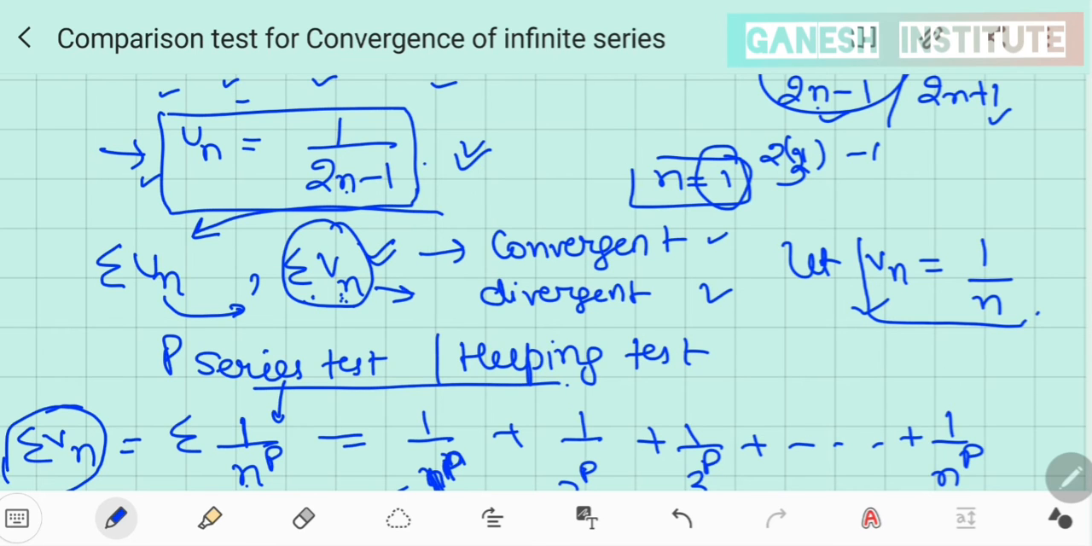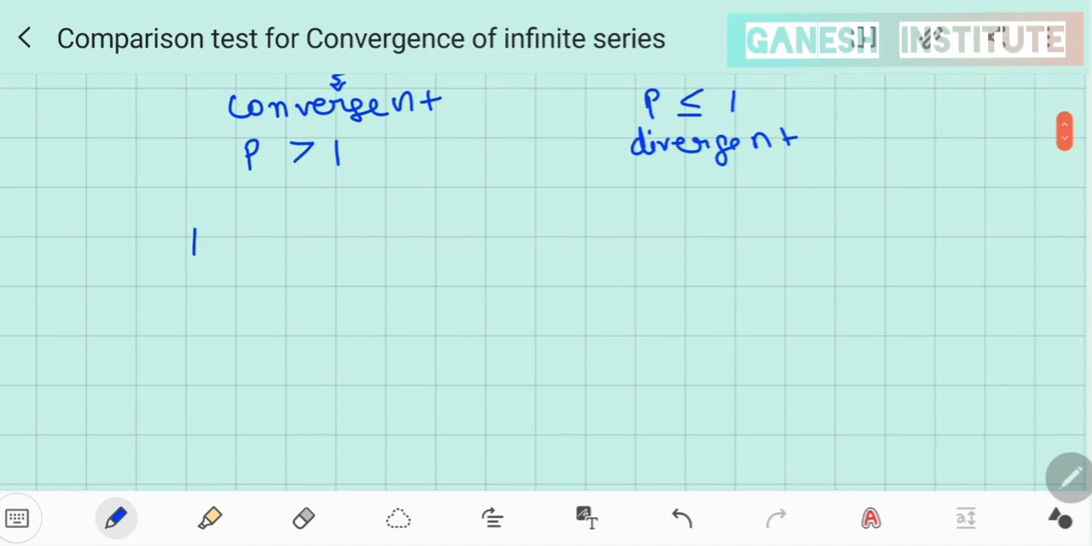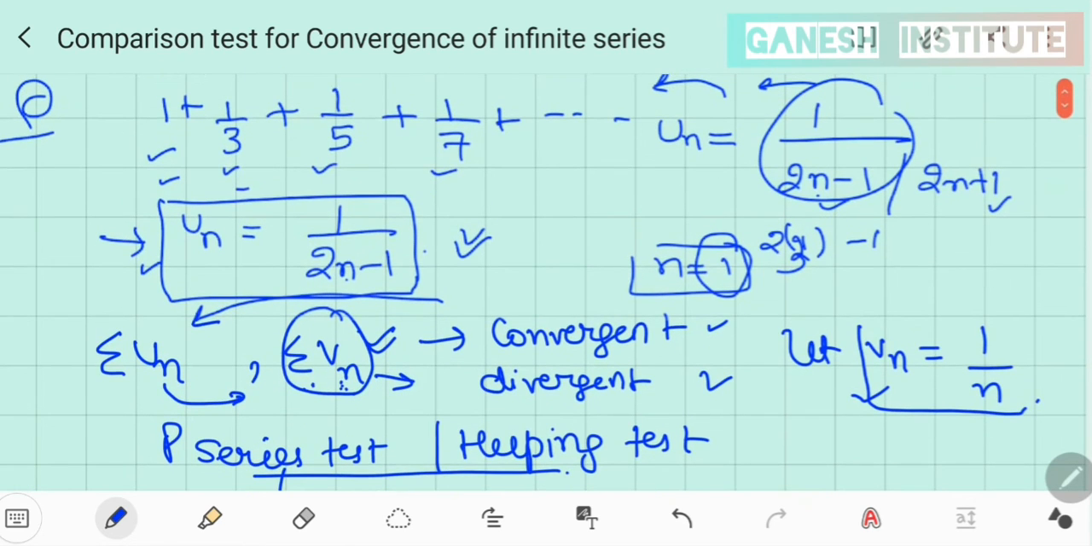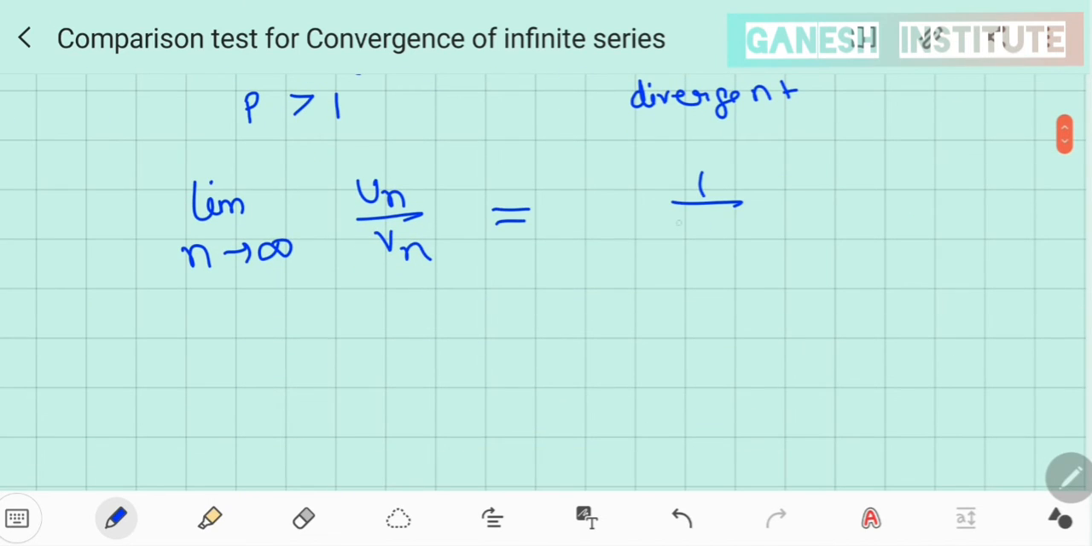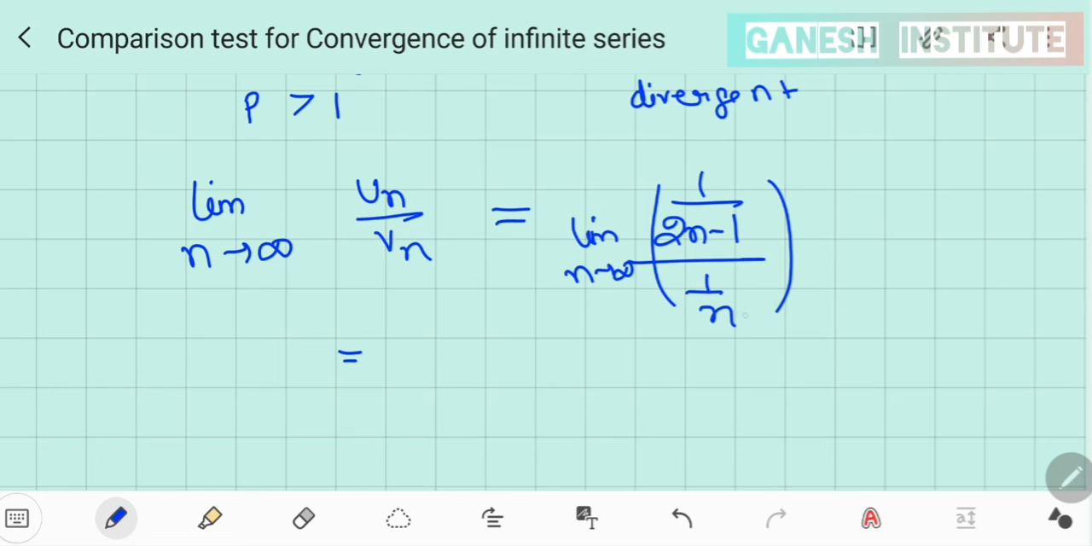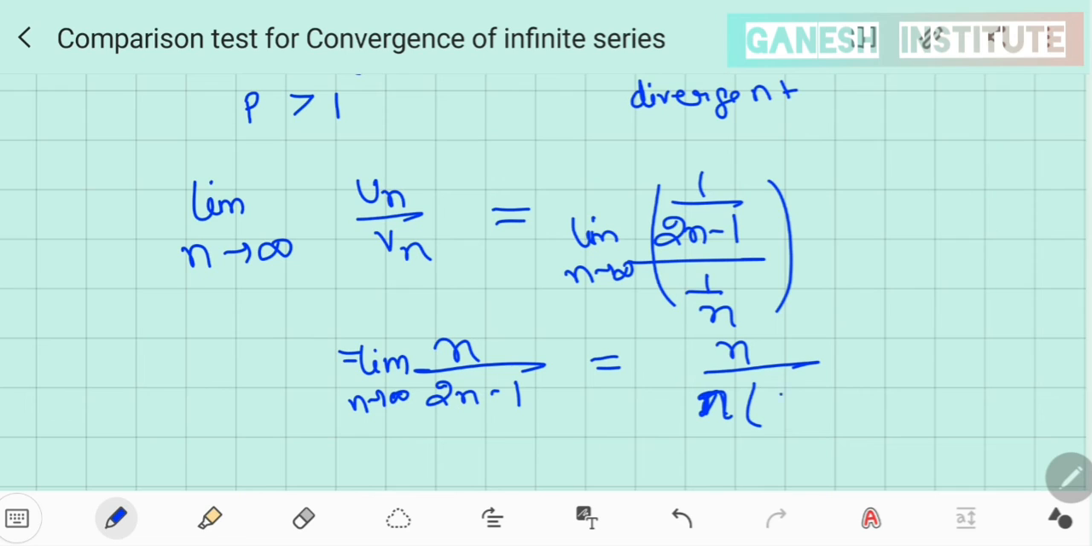Now, once you have both of the terms, Un and the assumed one, you need to find the limit n tends to infinity of Un by Vn. If you see, your Un is this and Vn is 1 by n. So 1 by 2n minus 1 and 1 by n, limit n tends to infinity. So this n will come up: n by 2n minus 1, limit n tends to infinity, right? You can take n as common. What is left? 2 minus 1 by n, right?